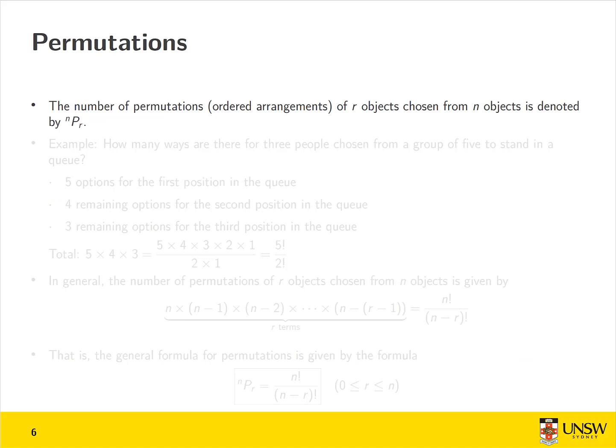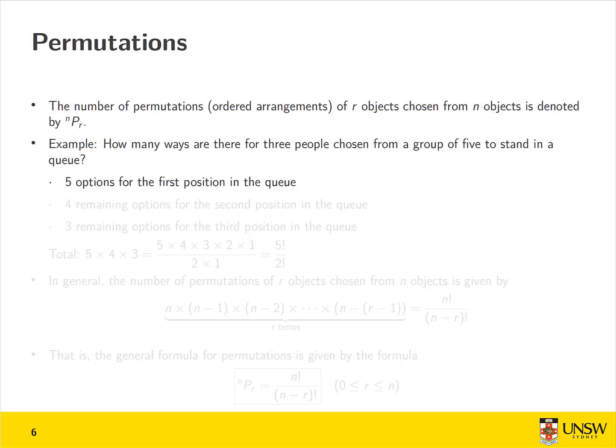We can also think of permutations of a subset of a group of objects. The number of permutations of R objects chosen from N objects is denoted by a superscript N followed by a capital P followed by a subscript R. For example, how many ways can 3 people chosen from 5 people stand in a queue? This is the same as asking for the value 5P3.